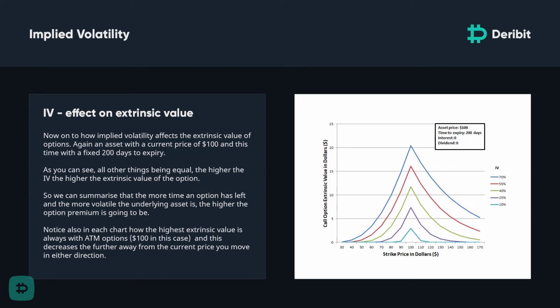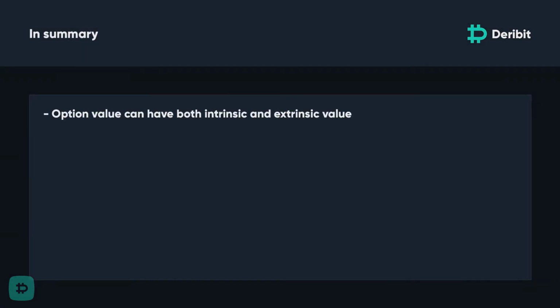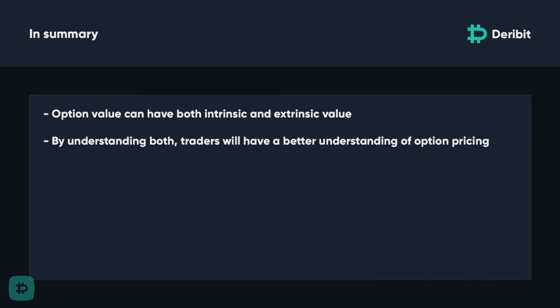Note, however, that these charts only show the extrinsic value. The intrinsic component of the in-the-money options has been removed for the example. In summary, option value has both intrinsic and extrinsic value, as there are many factors which go into the pricing of an option. By understanding the fractions of each type that make up the option's price or premium, the trader has a greater understanding of this option premium.